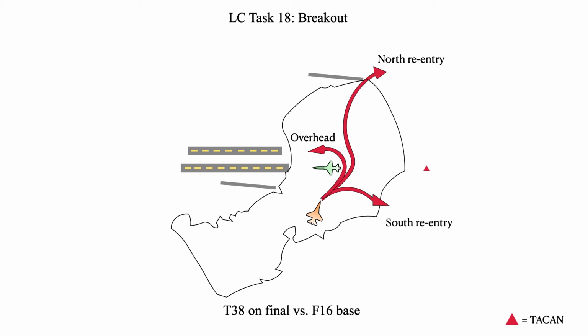In case he doesn't see him, first thing you need to do is issue traffic: Cobra 38, traffic, T-38 2-mile final, break out, and enter whatever pattern you want them to go into. However, what you need to consider is the entire traffic pattern.